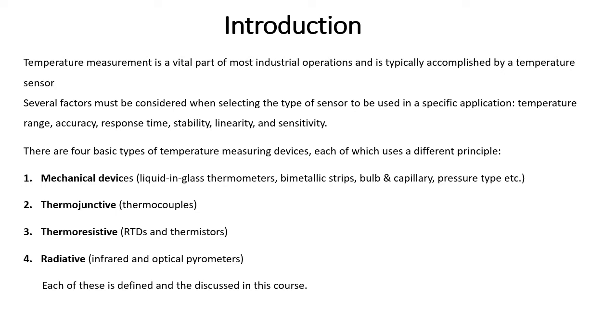There are basically four types of instruments with which you can measure temperature in the industry. First is mechanical devices, which include liquid-in-glass thermometers, bimetallic strips, bulb and capillary pressure type, etc. Second is thermojunctive, in which we have thermocouples. Third is thermoresistive, where we have RTDs and thermistors. And the fourth one, which we will be discussing today, is radiative, which is infrared and optical pyrometers. Each of these is defined in this segment, and we will discuss each in detail.